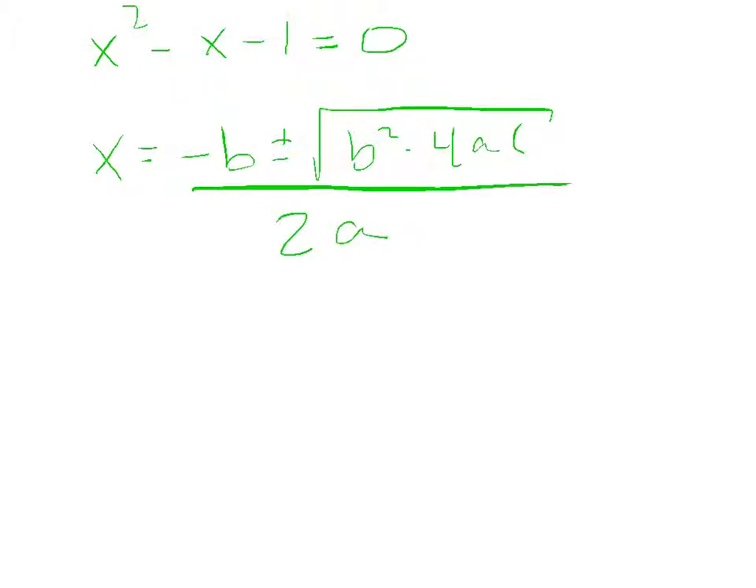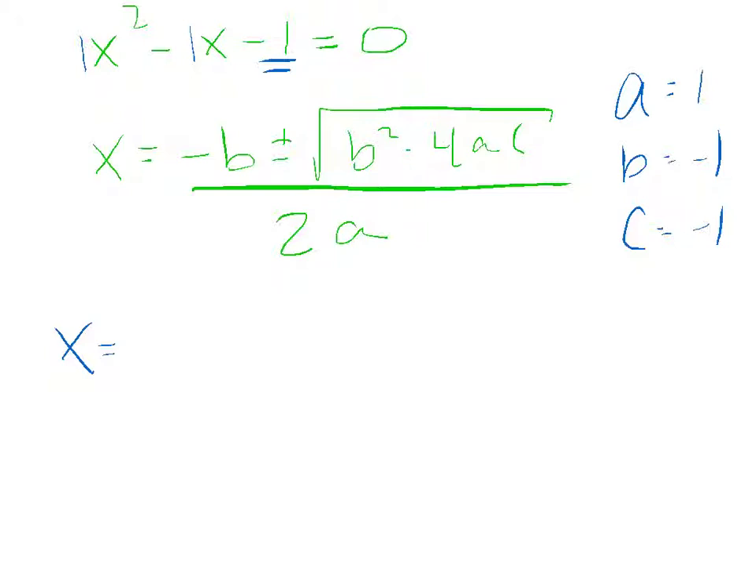And in this case, a, b, and c are the coefficients on x squared, x, and the constant. So a is 1, b is negative 1, and c is negative 1. The coefficient on the x squared, the coefficient on the x, and then the constant term, negative 1.